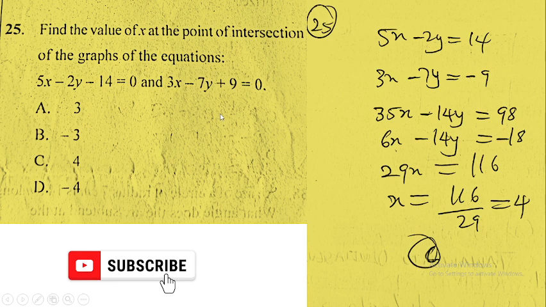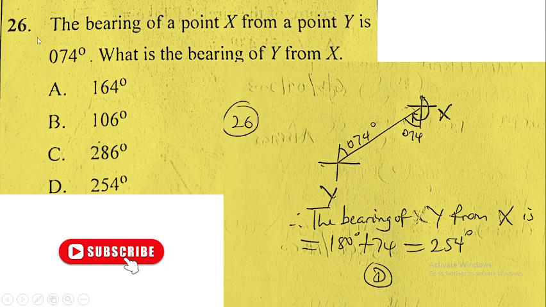Let's go to question number 26. Question number 26 is on bearing. The bearing of a point x from point y is 74 degrees. The bearing, the angle point x makes from y, is 74 degrees. How can we interpret that? Draw the cardinal point to represent the location of y, and the cardinal point to represent the location of x. So this point x makes an angle 74 degrees with y.